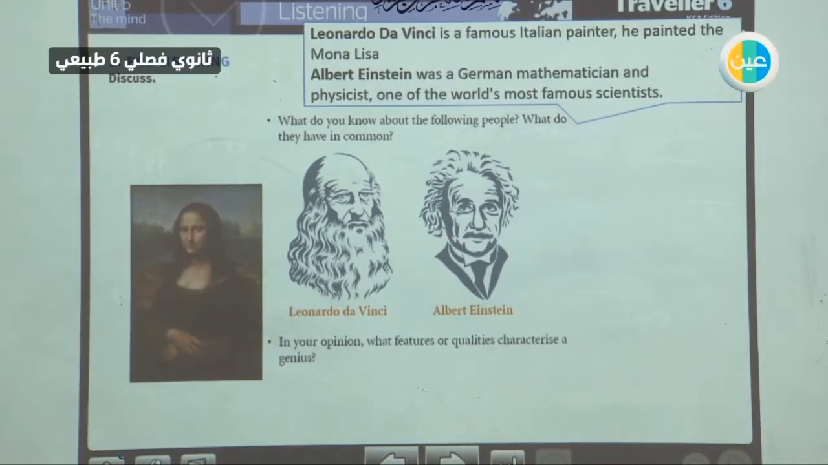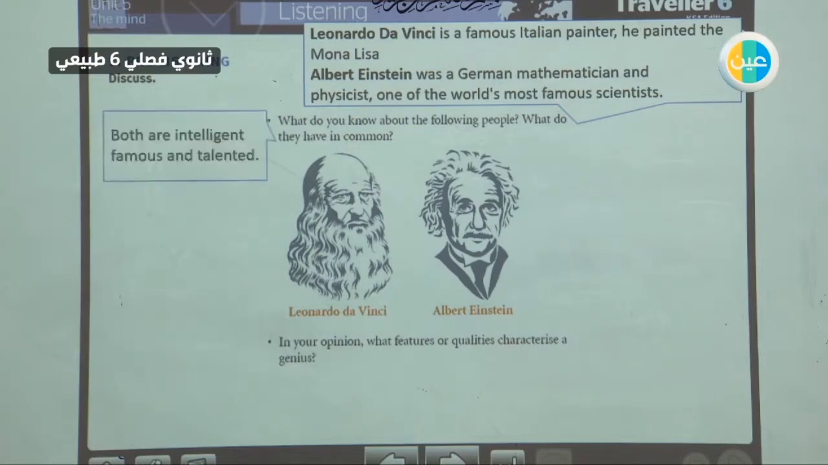The second one is Albert Einstein. He was a German mathematician and physicist, one of the world's most famous scientists. So he's a scientist in math and physics. Okay, the second question, what do they have in common? These two, what do they have in common? They are both intelligent and famous and talented. They are intelligent, famous, and talented.